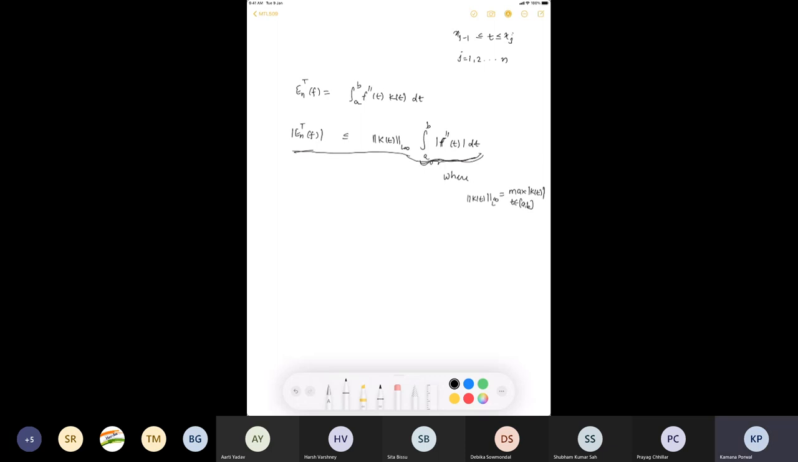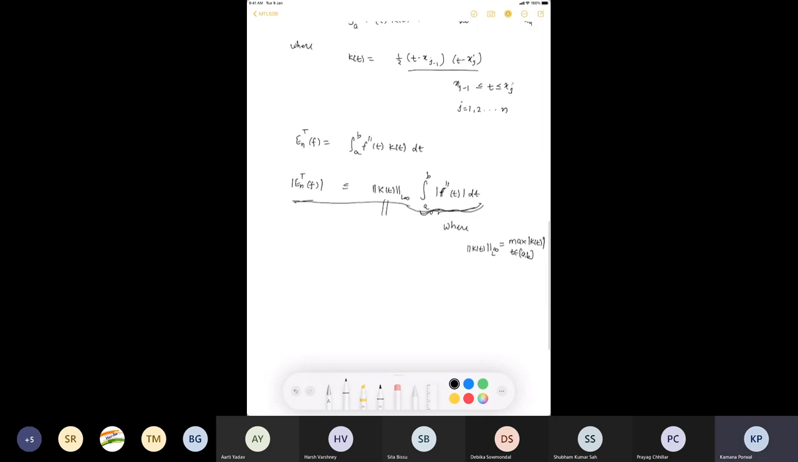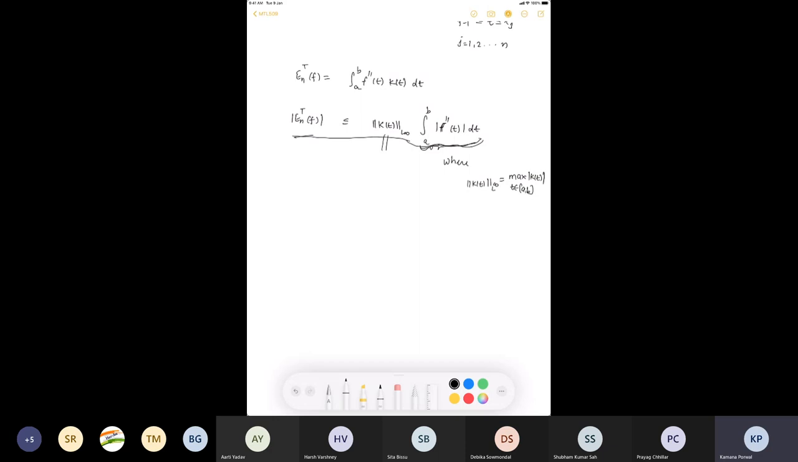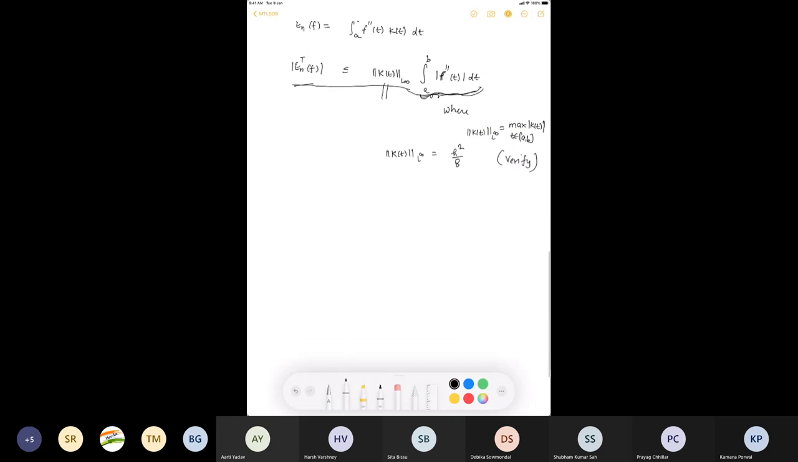Okay, and in this case, we can really find what this quantity is, because we explicitly know what k_t is. So you can just verify that the maximum of the function k_t over the interval a, b is going to be h squared by 8. Okay, so basically what we have is that the upper bound of the error is given by h squared by 8 times this term.